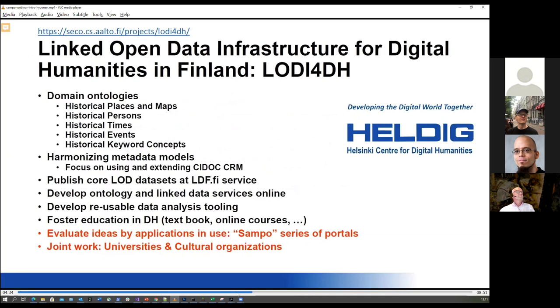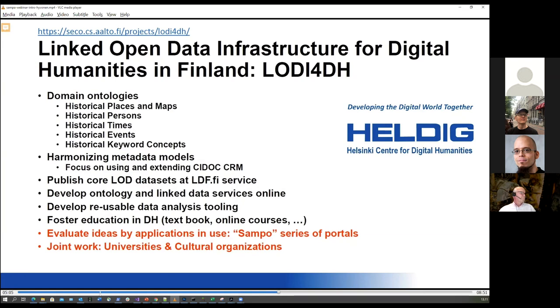Today, our work forms the initiative Linked Open Data Infrastructure for Digital Humanities in Finland. We work on modeling history-related phenomena and contents using the event-based approach, on developing linked data and ontology services, and on open source tooling. For this purpose, ontologies for historical places, persons, times, events, and keyword concepts are needed over and over again. We also foster education related to these technologies.